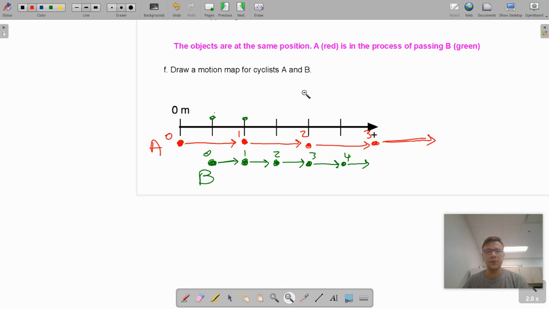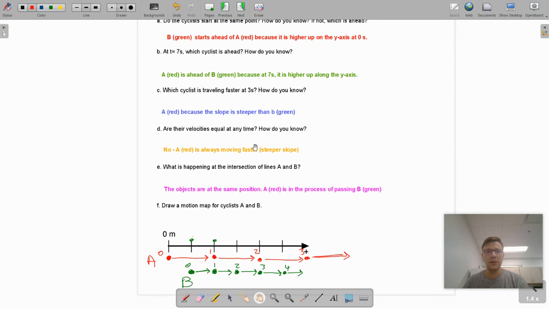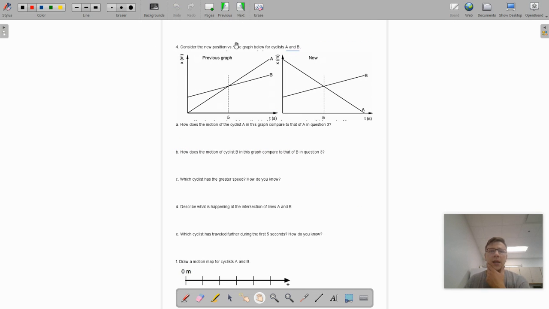All right. So let's go ahead and take a look at the next page here. And what this has now is it's got the same graph on the left side that we just looked at. And now we have a new graph where object A actually starts way ahead of object B and it now has a negative slope. So let's kind of take a look at what this means. So it says how does the motion of the cyclist A in this graph compare to that of the cyclist A in question 3? So what we're doing is we're comparing the new graph to the previous graph.